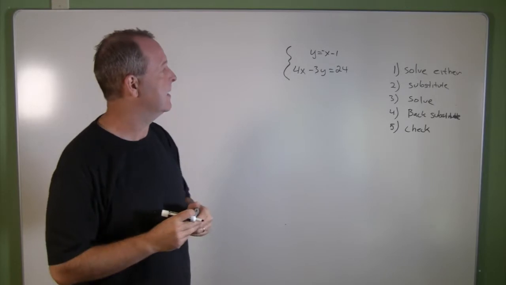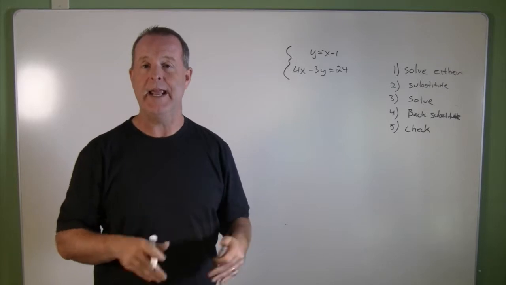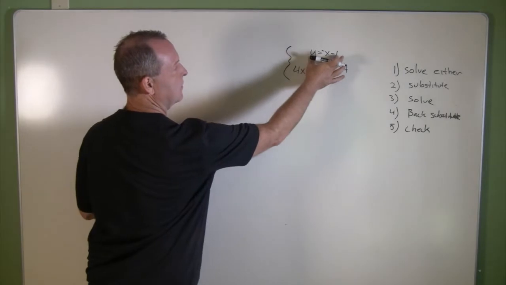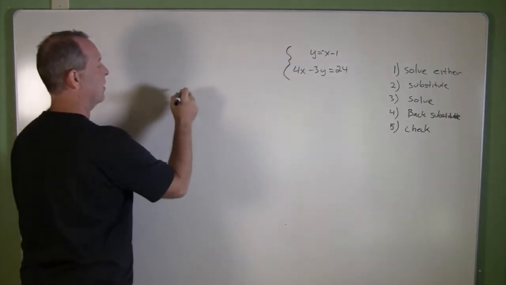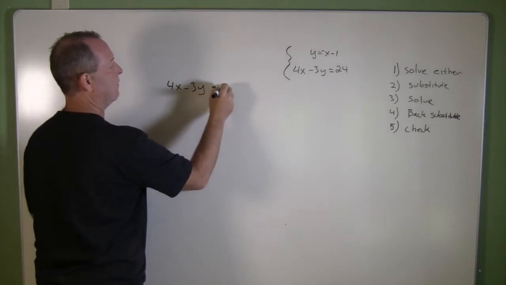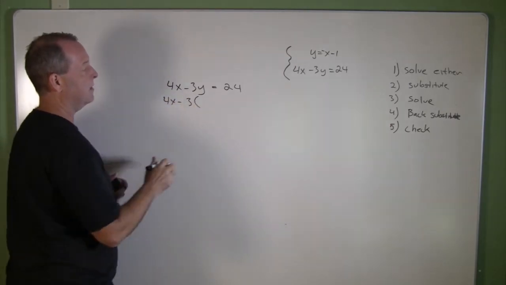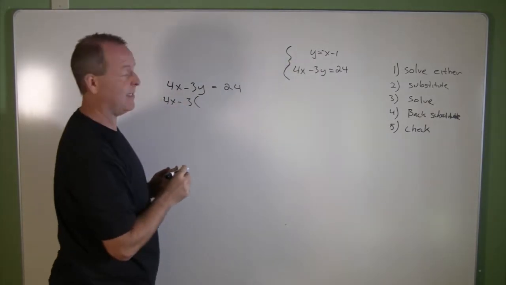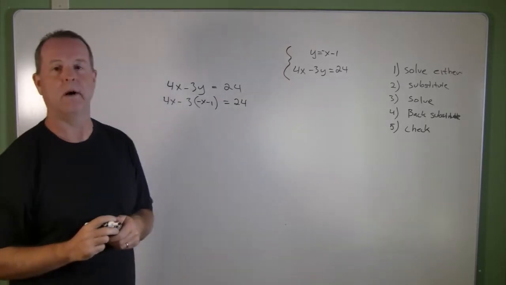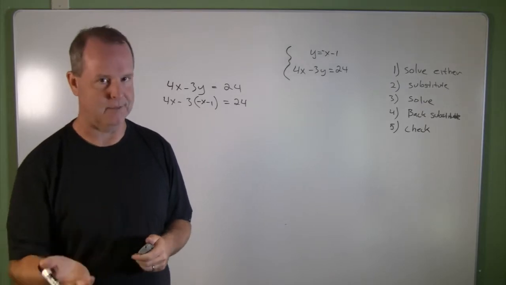That part's already done. The second part is I want to take what I solved for a particular variable and substitute it into the other equation. So what I'm going to do then is substitute this y into that y right there. So it will become 4x, let me write the whole thing, 4x minus 3y equals 24. 4x minus 3, and I'm going to substitute what y equals, minus x minus 1, equals 24. So that's where the substitution part comes in when we're solving the system by substitution.